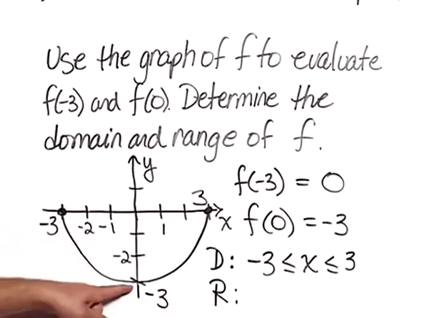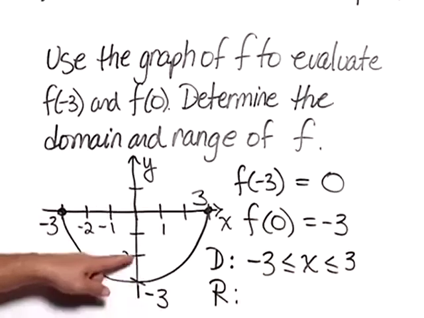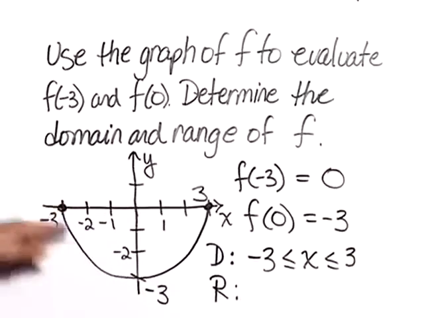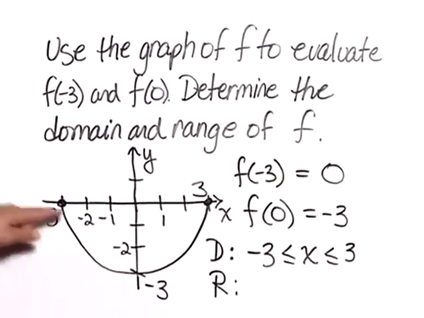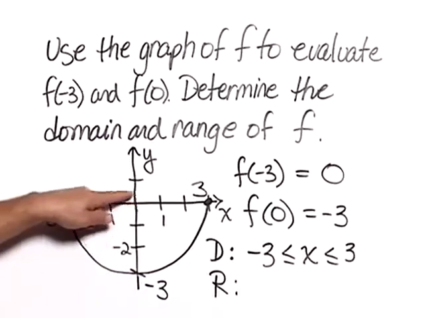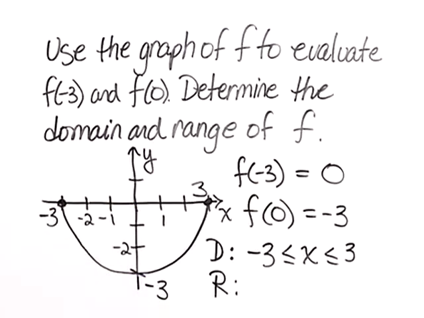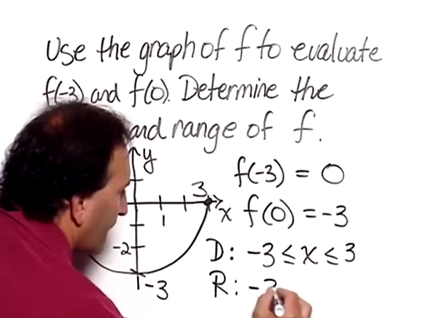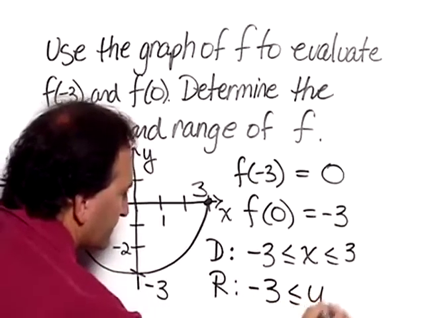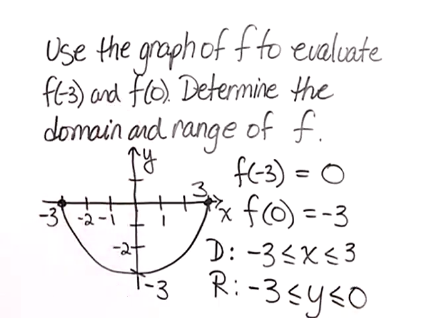For the range, it goes from the lowest point to the highest point. So it goes from -3 up to here, which is a y value of 0. It includes the -3 and the 0. So the way we would write that is -3 is less than or equal to y, which is less than or equal to 0.